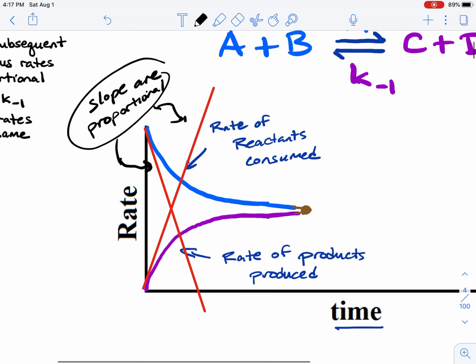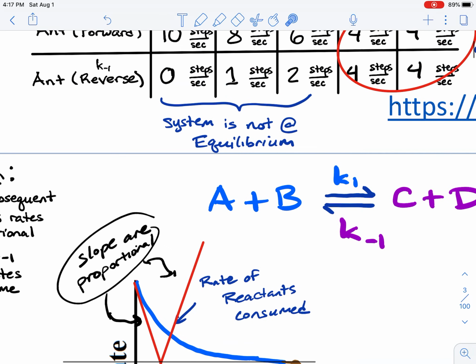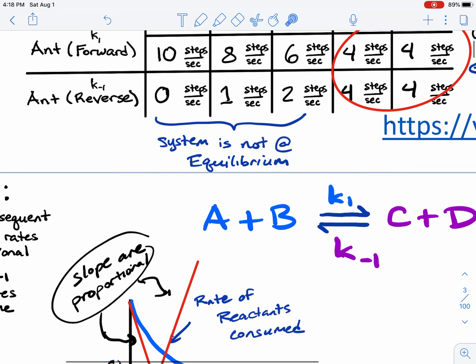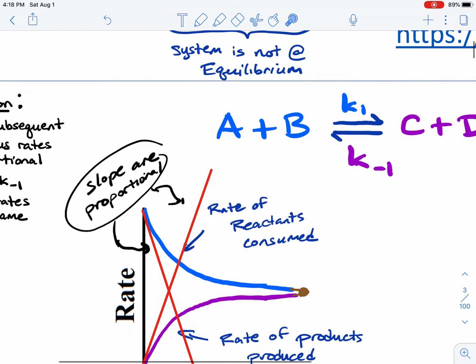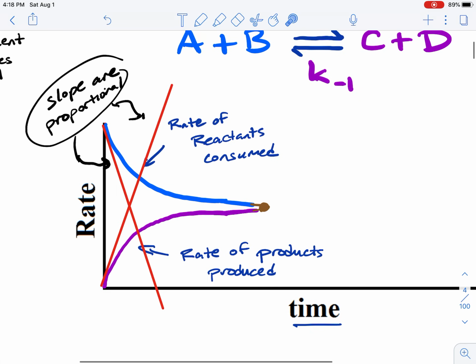And so that's signifying that the rate of the forward and the rate of the reverse are pretty much at an equal pace, if you will. And so if this ant is moving at a specific number of steps per second, the ant that's going in reverse will be moving at that same rate. Yet they're not at equilibrium yet, just because this is just the initial rate.